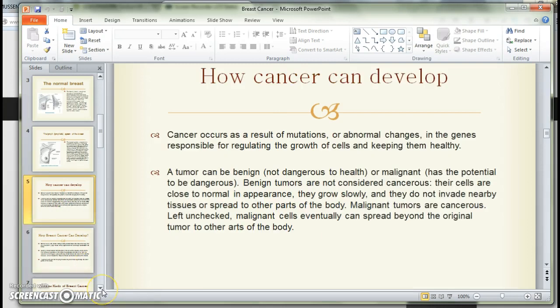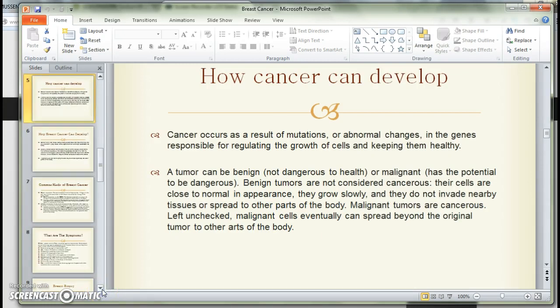And how can cancer develop? Cancer can occur as a result of mutations or abnormal changes in the genes responsible for regulating the growth of cells and keeping them healthy. A tumor can be benign, not dangerous, or malignant, which has the potential to be dangerous.